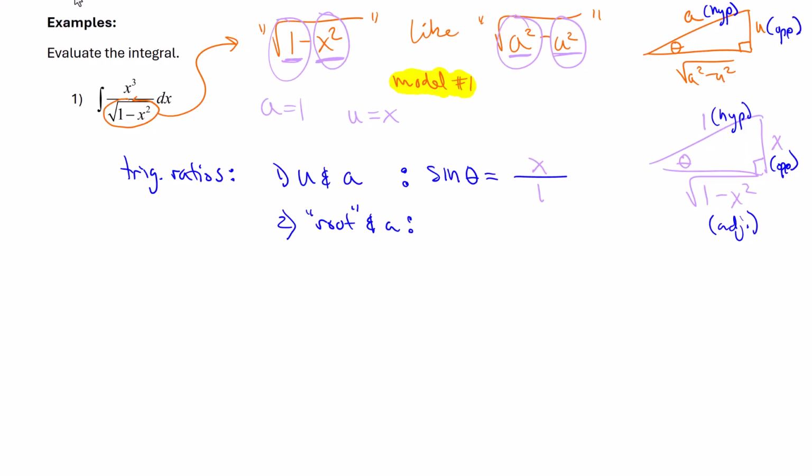And then we can get our second ratio similarly. We want to use the root expression and A. Well, notice where those are. The root expression is in the adjacent side, and A, which is now replaced as 1, is the hypotenuse. So which trig function uses adjacent and hypotenuse? Well, cosine. So we'll say cosine theta equals adjacent, which is the square root of 1 minus x squared, over hypotenuse, which is just 1.